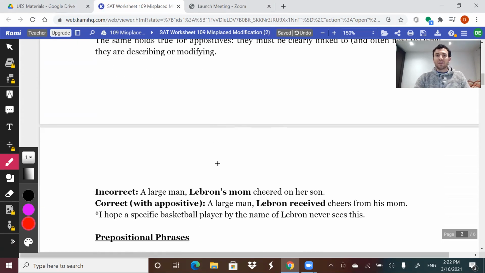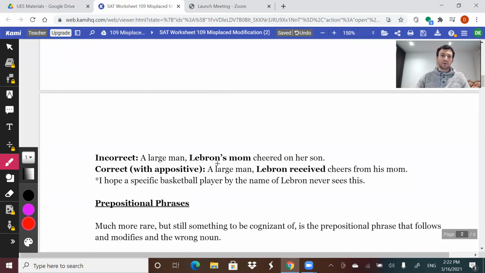An appositive follows a similar type of setup if you have it at the beginning of the sentence. We have a large man. So an appositive, by the way, is just an a, an, or the statement. It's a phrase that modifies a noun that follows. So: a large man, LeBron's mom cheered on her son. So as we know, a mom is not a large man. Instead, we have: a large man, LeBron received cheers from his mom. So we just have to make sure that whatever follows the comma is actually the thing being described.